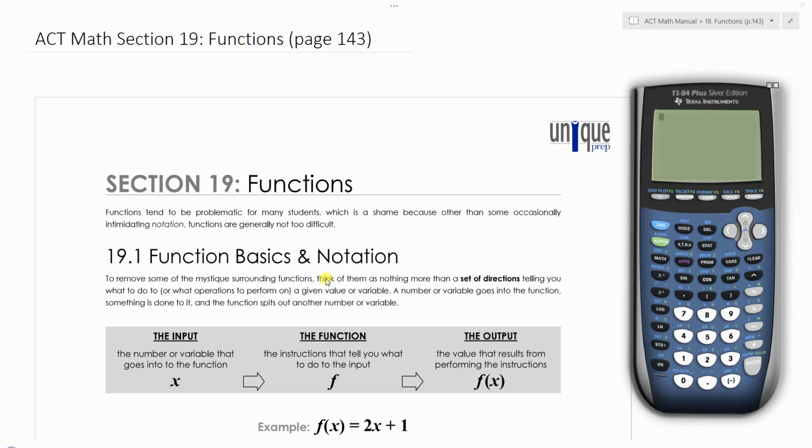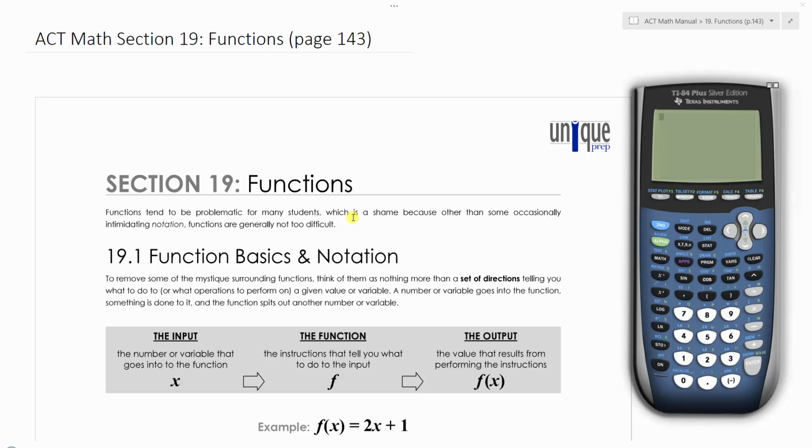This is section 19 of the ACT Math Manual. Section 19 deals with functions. Now, in a previous video we dealt with quadratics, which is obviously a type of function. This is where we generalize a little bit more to all different sorts of functions and some of the more basic concepts and facts related to functions.